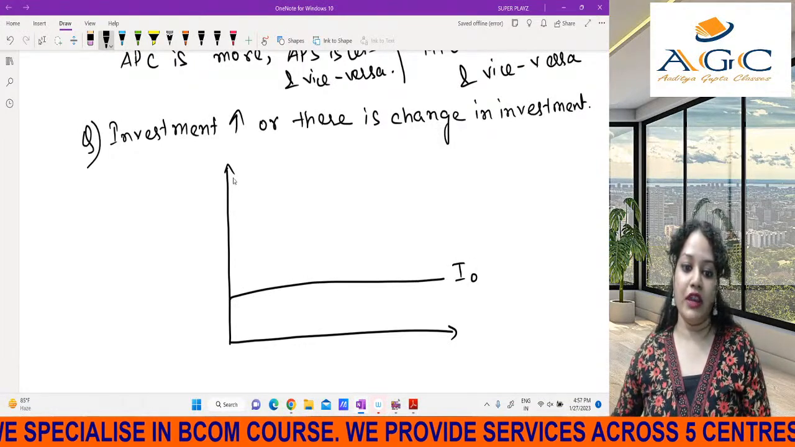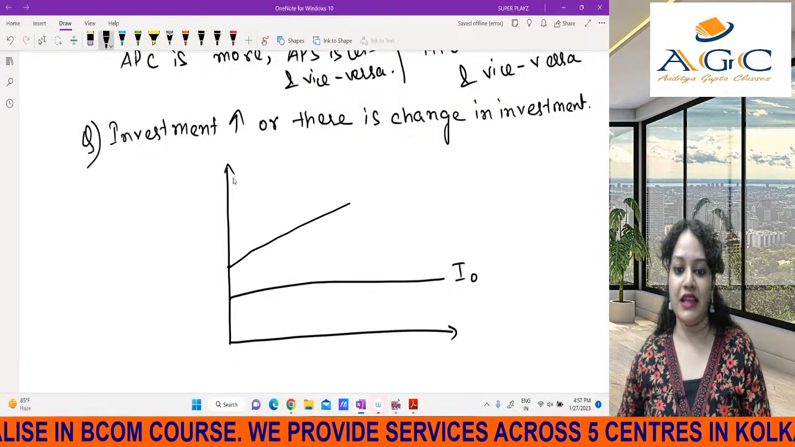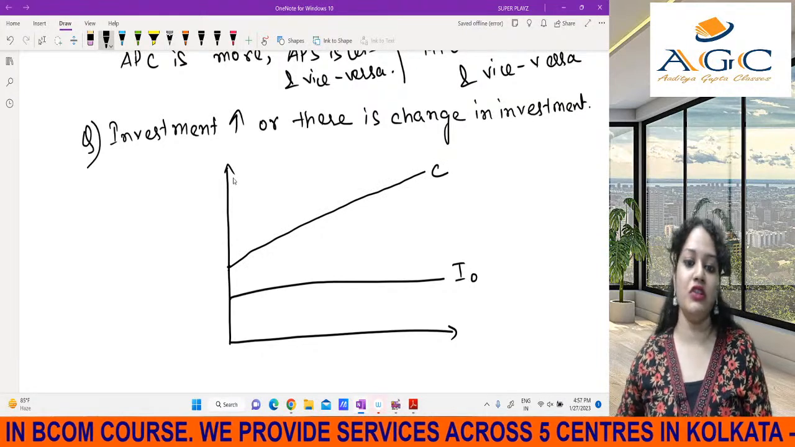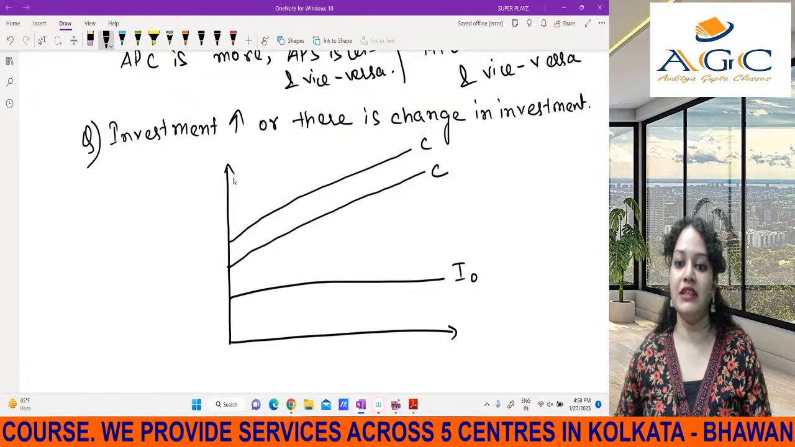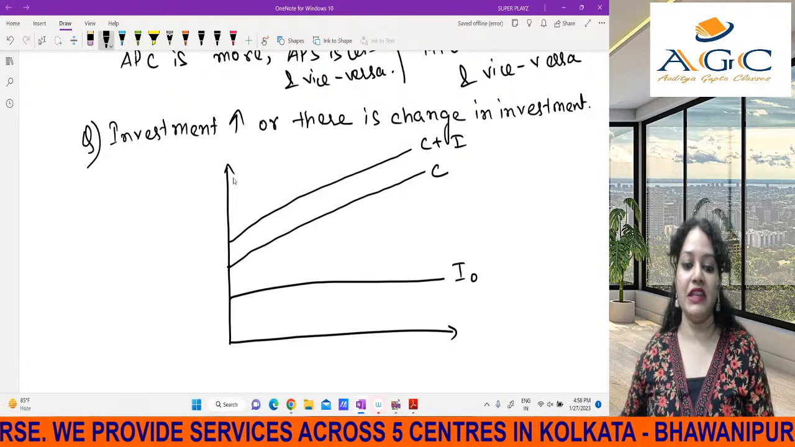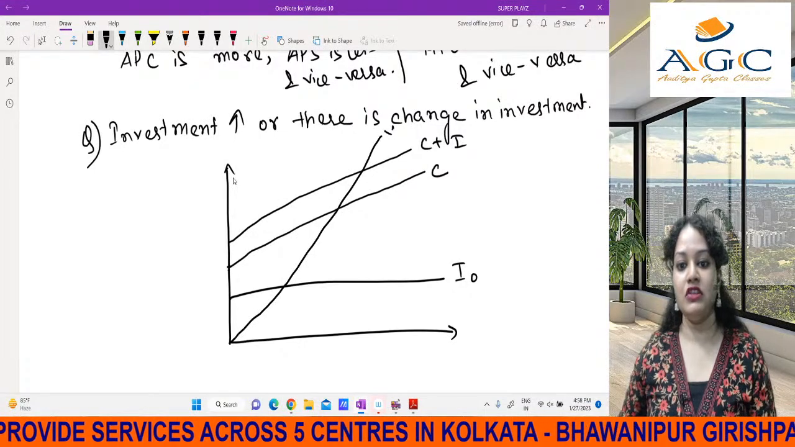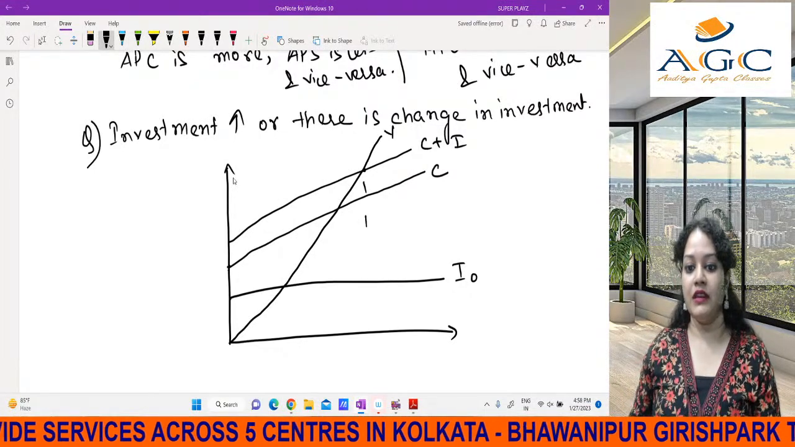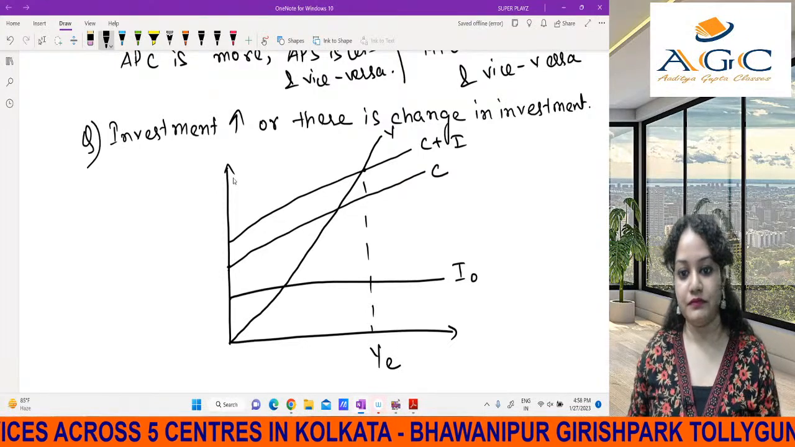After that, you will be drawing straight your C plus I, or if you want, you can draw your C as well. This is your C, then your C plus I line. This is your basic diagram that you have to draw. So this is your Y, and this is your equilibrium level of income.